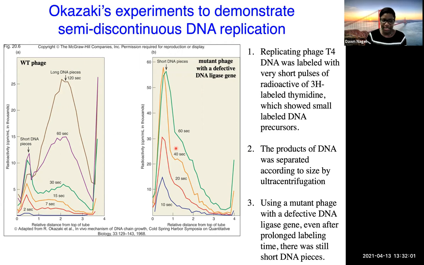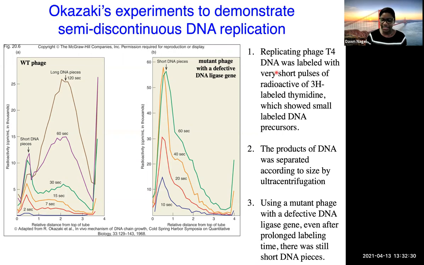This is exactly the same type of graph you're looking at here. The difference here is instead of having a wild type phage, you have a mutant phage. This mutant phage is mutant in the fact that the DNA ligase for this phage is not functional. So it's unable to stitch or seal gaps in DNA. It's unable to stitch anything together or to ligate anything. So it's not functional. Okay.